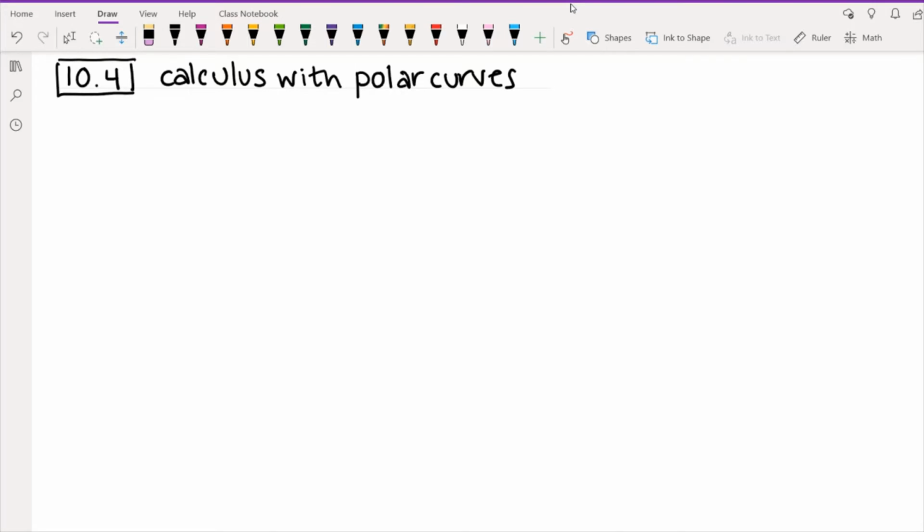So we're going to be learning both how to find the slope of a tangent line. So that's more like a derivative type calculus. And then we'll also be learning how to find an area that is within a polar curve. And so that would be using integration. So I want to start by talking about how to find the slope of a tangent line.